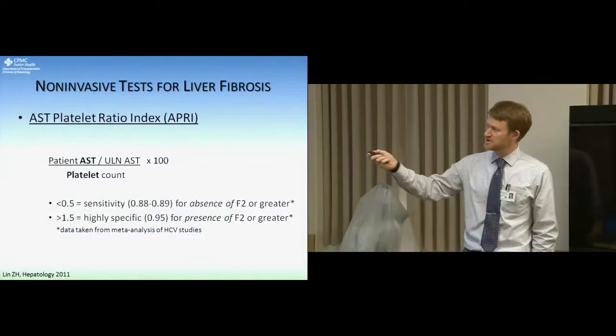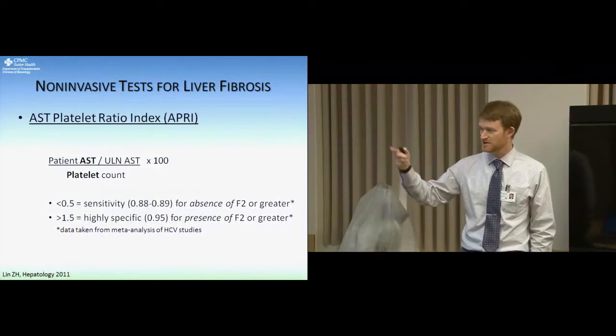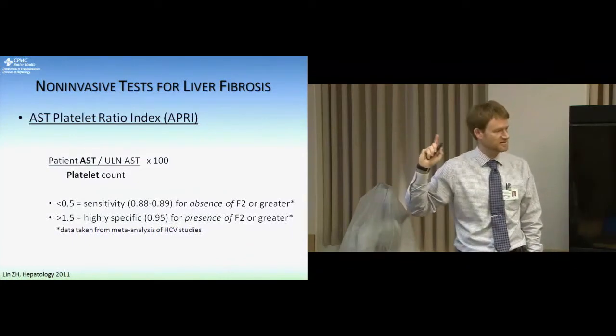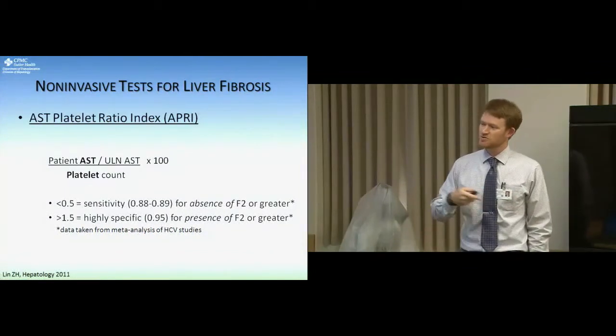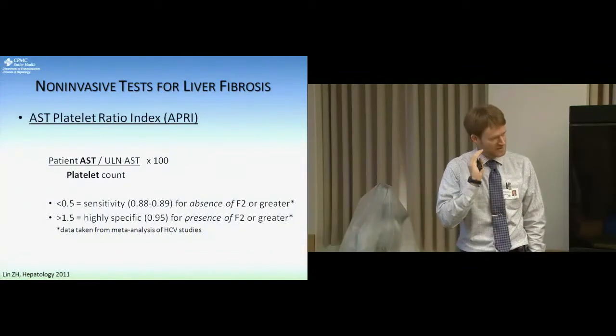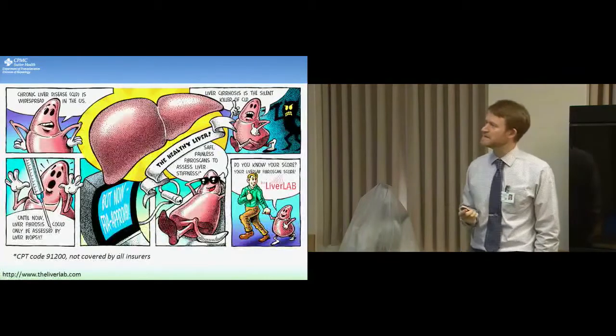And then the APRI score, which involves AST and platelet count, turns out that something as simple as this is rather useful in looking at who is at risk. So all three of these scores don't require an additional test. You just have to take 30 seconds and look on your calculator, and so I encourage people to use them.